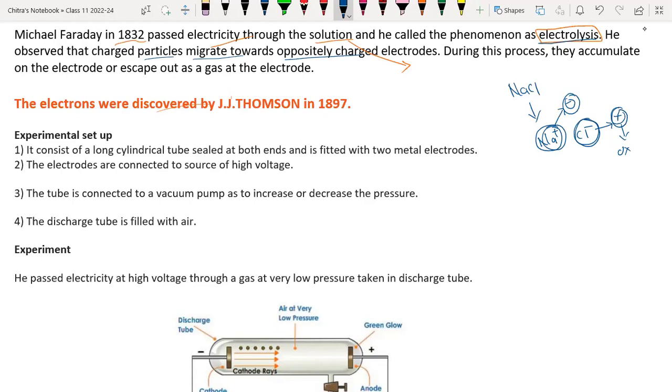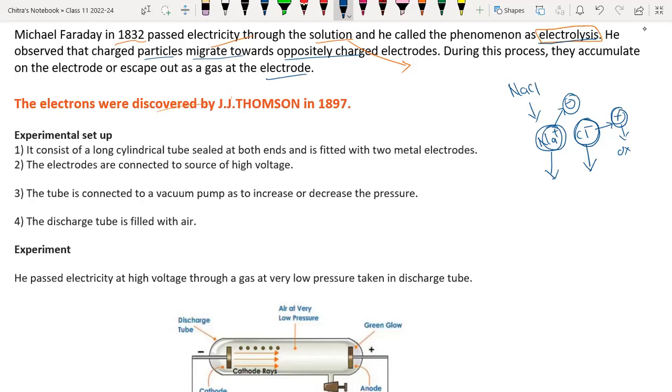During this process, accumulation on the electrode or escape of gas at the electrode takes place. So yes, we already went through that. At the cathode sodium is going to deposit, and at the anode chlorine gas is going to be released. Okay, so here he did not confirm, he only predicted, that matter is made up of positively and negatively charged particles. But it was not confirmed whether it is an electron or proton. Okay, but the discovery started from Michael Faraday.